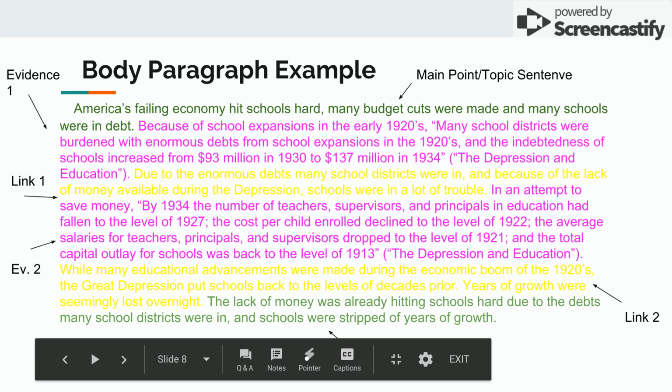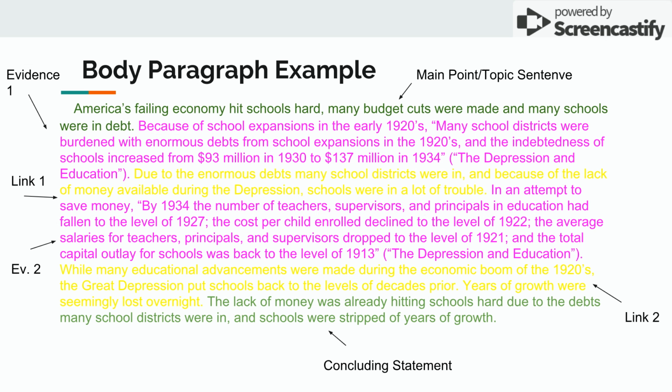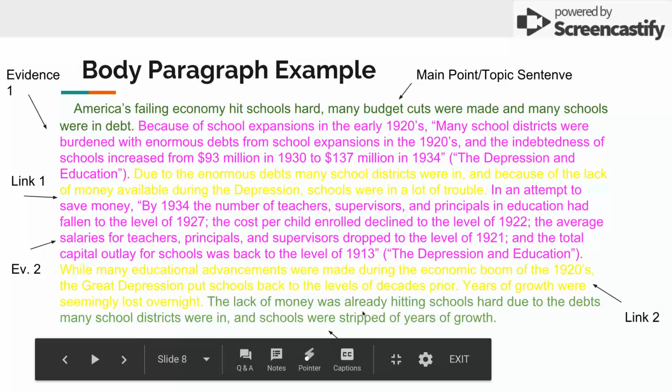The lack of money was already hitting schools hard due to the debts many school districts were in, and schools were stripped of years of growth. This is leading me to my effects paragraph.